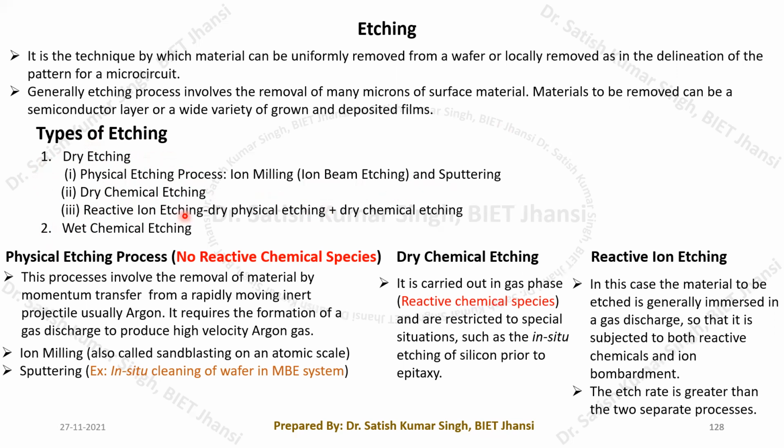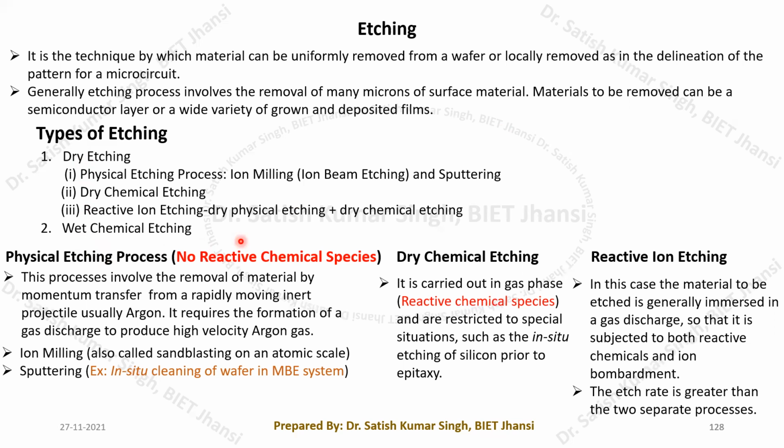These are the three cases that come under the dry etching process, and then we have the wet chemical etching process. In our syllabus we have to discuss the wet chemical etching process. I will just talk about these three topics briefly, so that you would be able to understand the differences between these things.